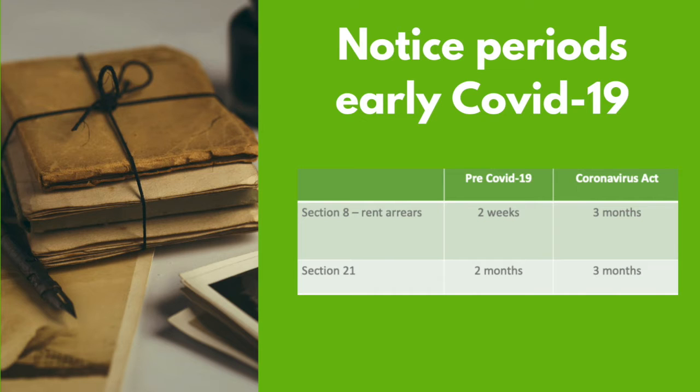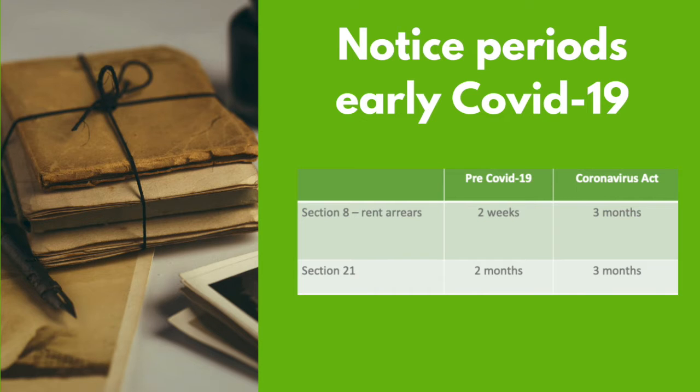Before anyone had heard of coronavirus or COVID-19, the notice periods for these eviction notices were set in law in the Housing Act. For Section 8, if your tenant was 8 weeks or 2 months in arrears, you could issue a Section 8 notice requiring them to leave the property. They would have 2 weeks' notice to do that. If they failed to leave, you would have to go back to court to ask for the notice to be enforced.